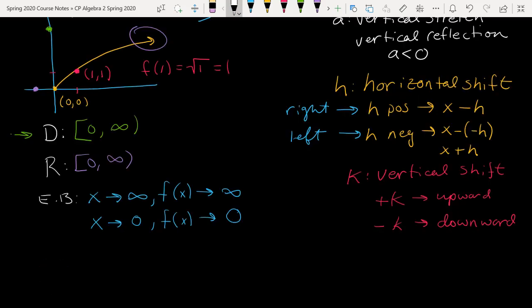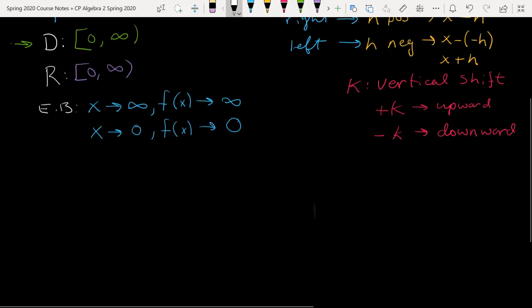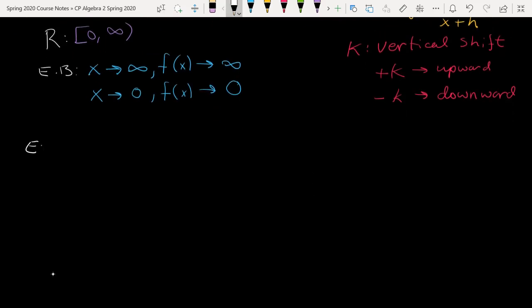In graphing square root functions, one of the most important things to remember is what's happening to the endpoint. We know that the endpoint has coordinates h, k. So whatever the horizontal shift and the vertical shift happen to be, that will be the number of units that endpoint moves away from the origin.